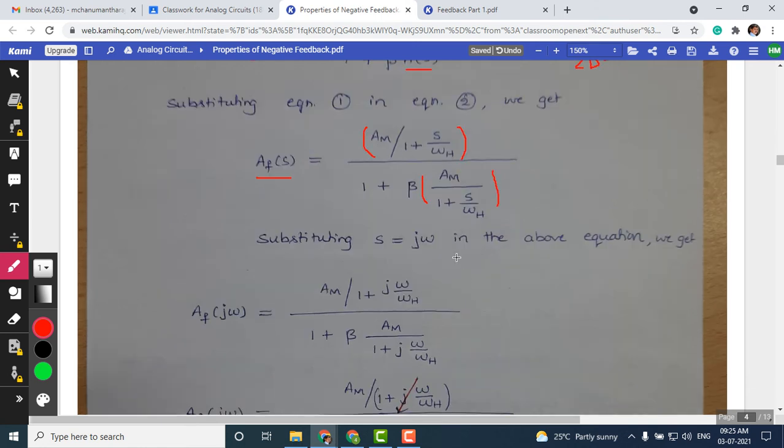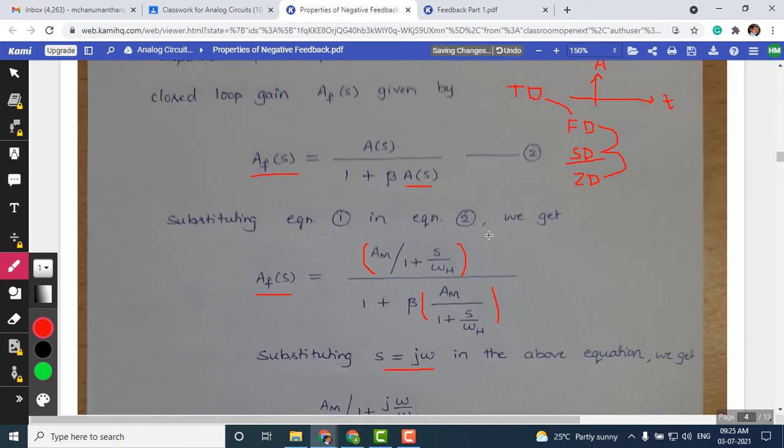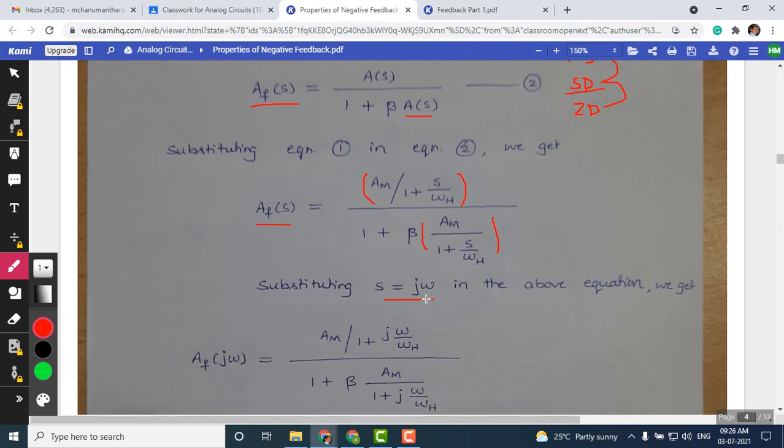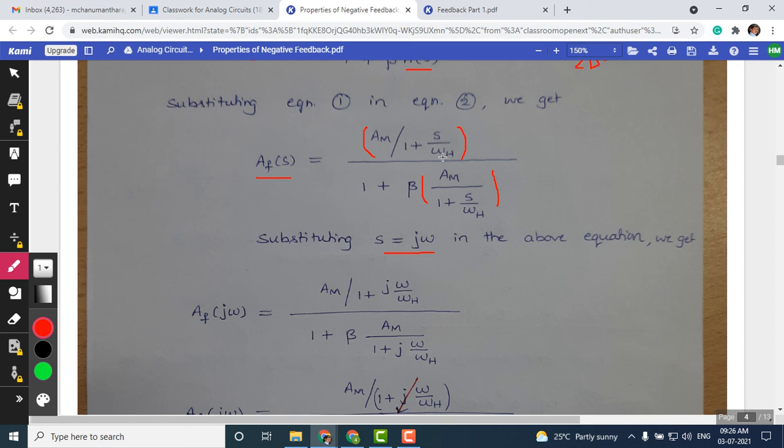Now we can see the advantage of using the S domain: just by substituting S as j omega, we can move into the frequency domain. As I told you, it is very easy to move from the S domain to the frequency domain to the time domain. Here the importance is that we need to visualize signals in the frequency domain. So we started with the S domain, and then we move directly to the frequency domain by substituting S as j omega. Wherever there is an S, you can substitute j omega.